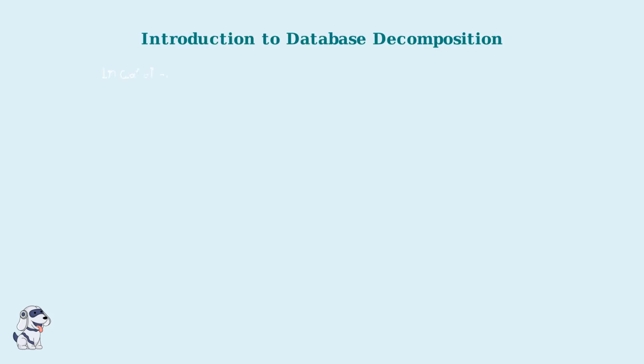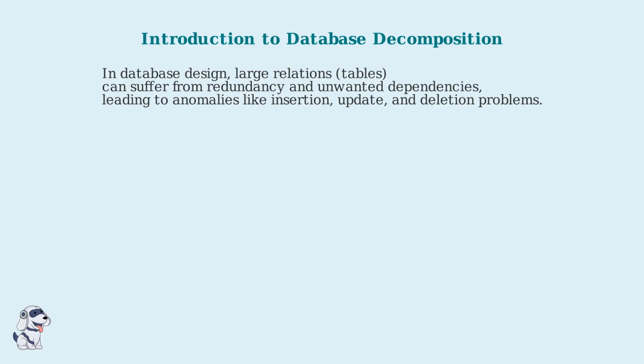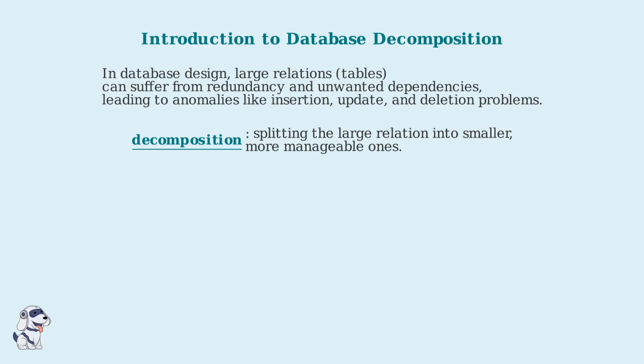In database design, large relations or tables can suffer from redundancy and unwanted dependencies. This leads to problems called anomalies, such as insertion, update, and deletion issues. To address these issues, we use decomposition, which means splitting the large relation into smaller, more manageable ones. This improves data consistency and simplifies maintenance.